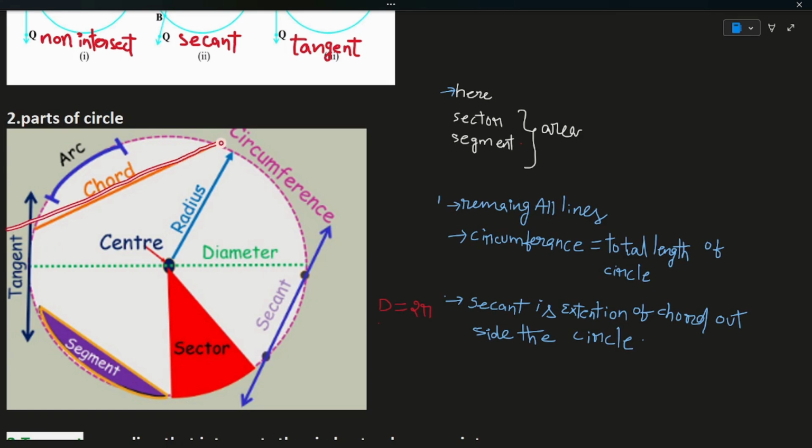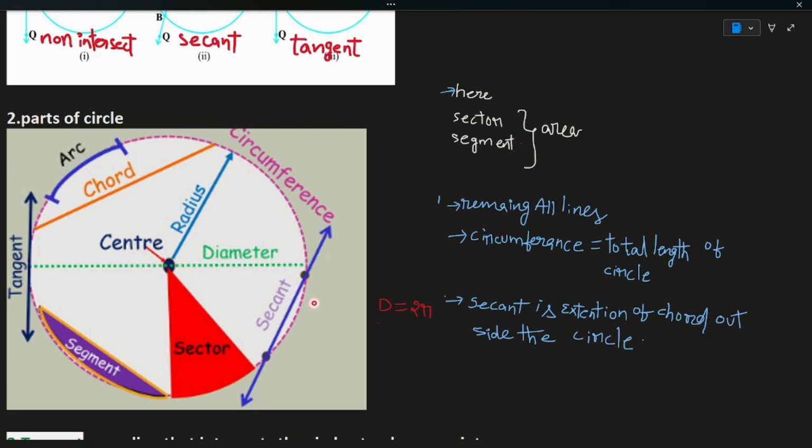The extension of a chord, I can call it a secant. See here, this is one point, this is one point. So these two connecting points, I can call it a chord. If I extend these points, see here, I'm extending this line to here, I'm extending this line to here. Now it will become the secant.